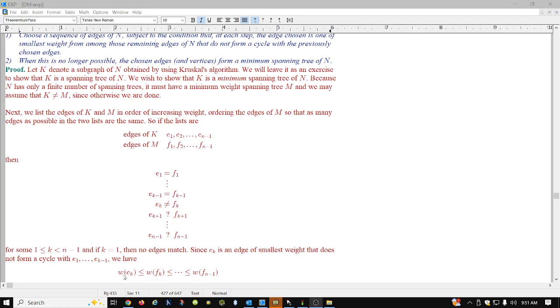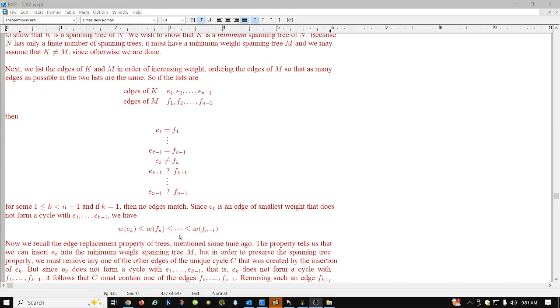Okay. So the weight of Ek is less than or equal to the weight of Fk, but the rest of these are in increasing order of weight, so that takes care of the rest of this.